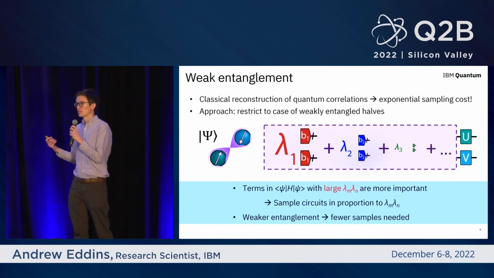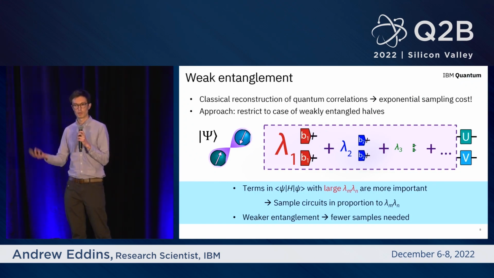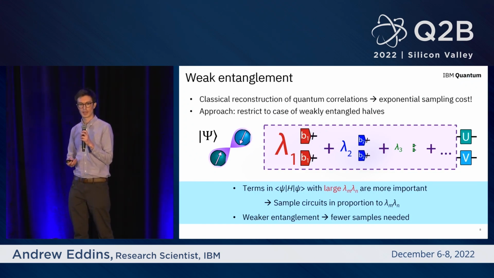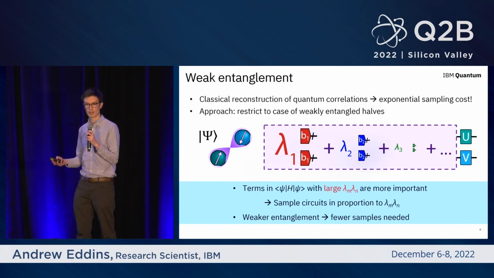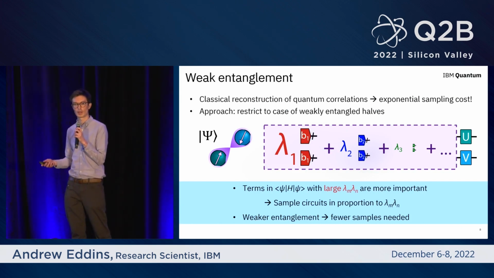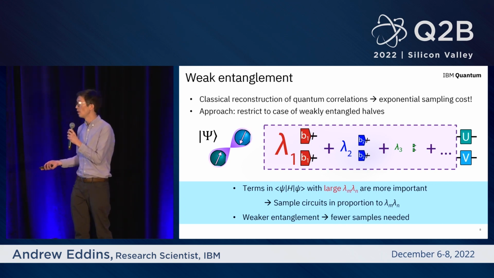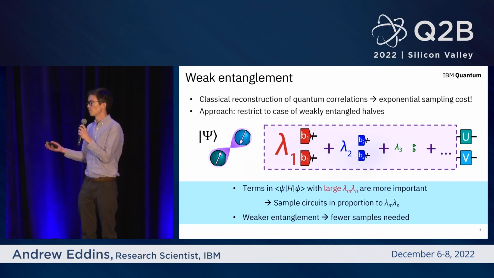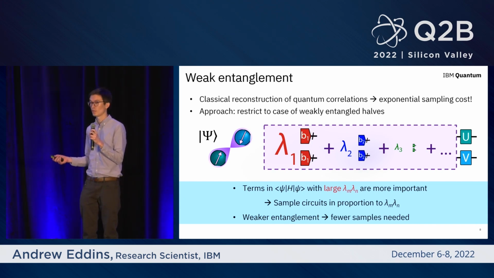Now, this also poses a challenge. We're classically representing quantum correlations. That's generally going to have, in the worst case, an exponential cost of some kind. So here that shows up as an exponential sampling cost. So an approach or workaround here is that we'll say, okay, we just restrict to the case where we're simulating a system with weakly entangled halves.